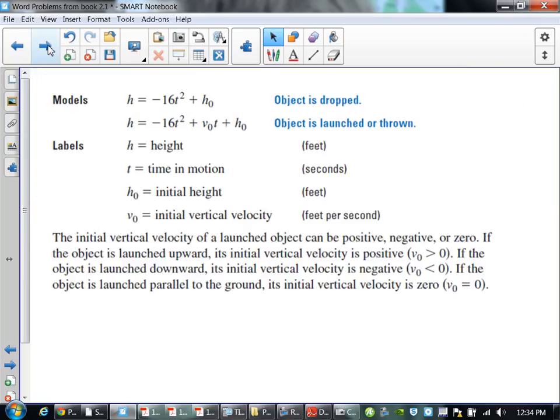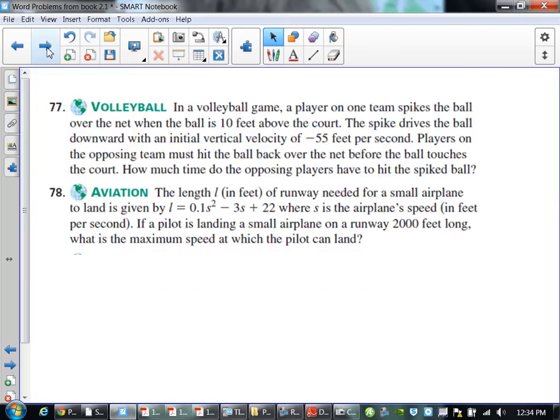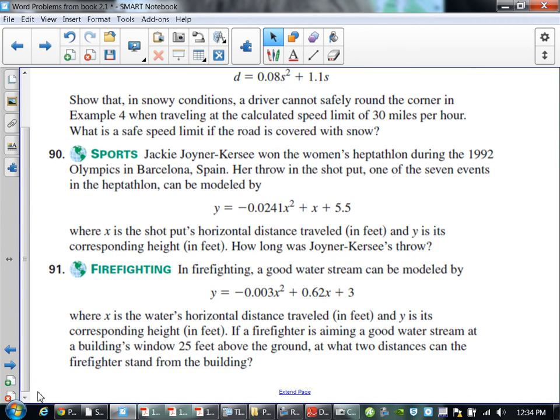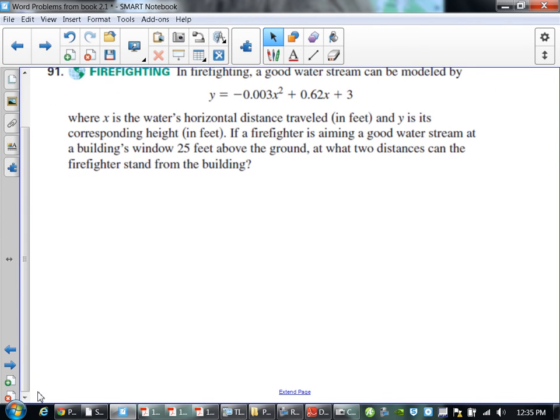After the shot put was the volleyball one, right? No. Airplane. 91. Oh, was there a different one? Firefighter. The firefighter one, what happens with the firefighter one is that there's two different spots that you can get that value to work. So if I'm looking at this, you've got a good water stream can be modeled by blank, where x is the water's horizontal distance traveled in feet, and y is its corresponding height. A firefighter is aiming a good water stream at the building's middle, 25 feet above the ground. At what two distances can he stand from the building?